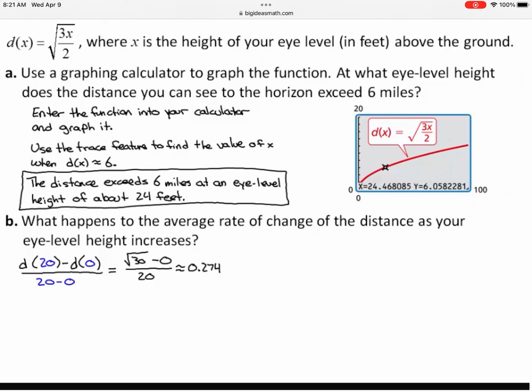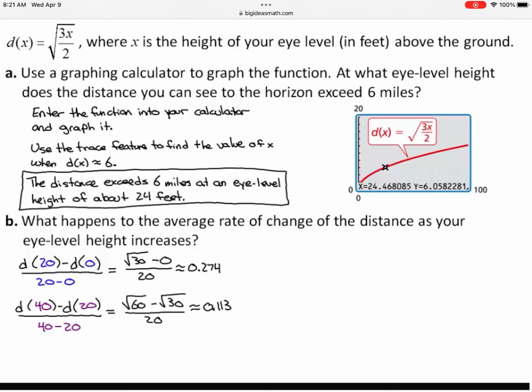The average rate of change over the interval x equals 20 to x equals 40 is given by the quantity d of 40 minus d of 20 divided by the quantity 40 minus 20. Evaluating d of 40 and d of 20 gives the quantity the square root of 60 minus the square root of 30 divided by 20, which is approximately 0.113.